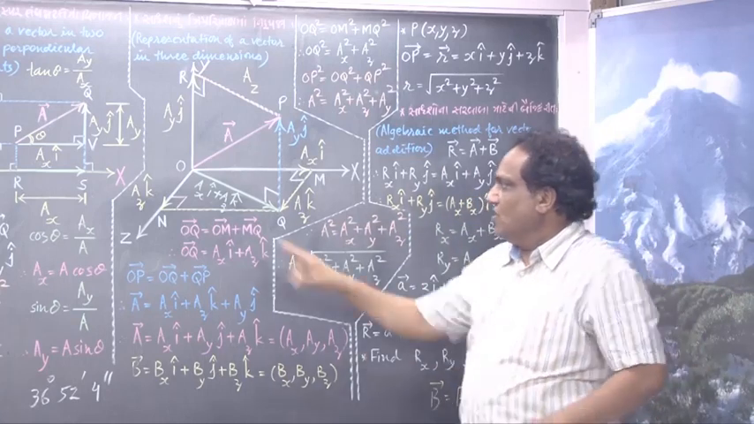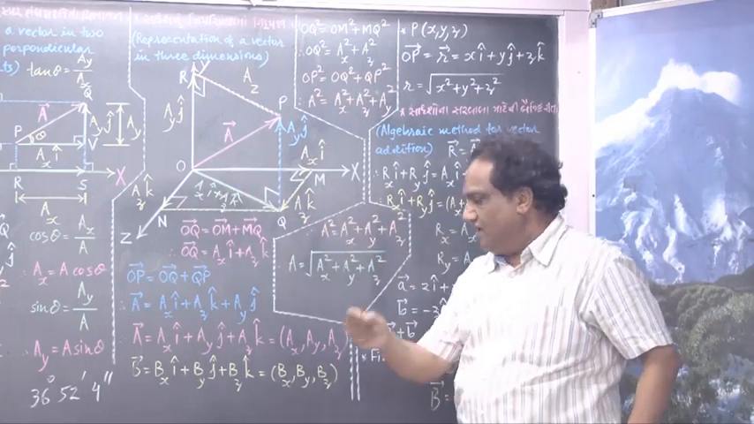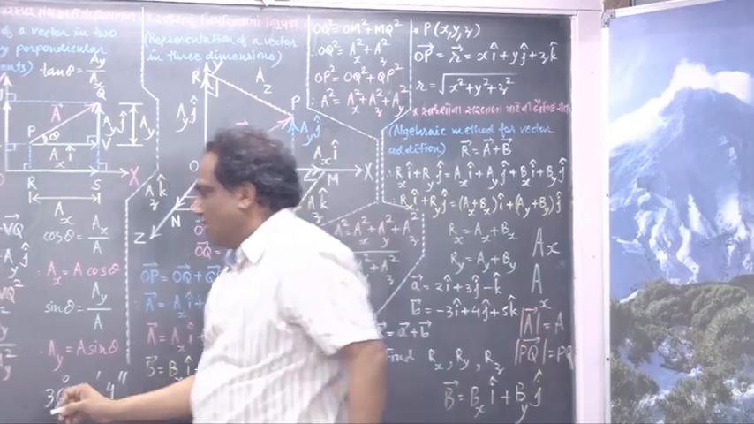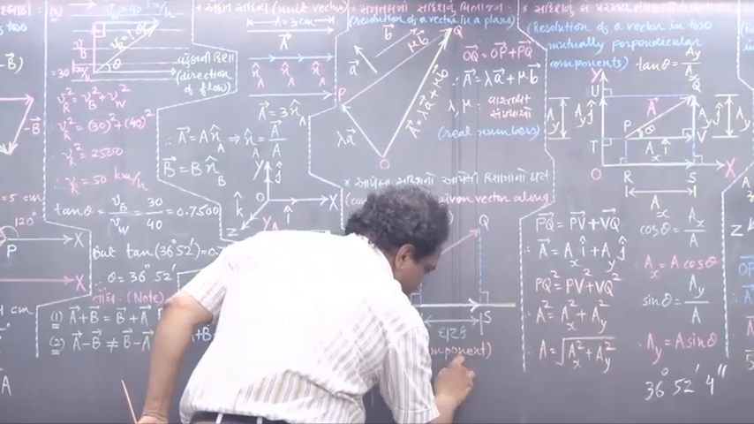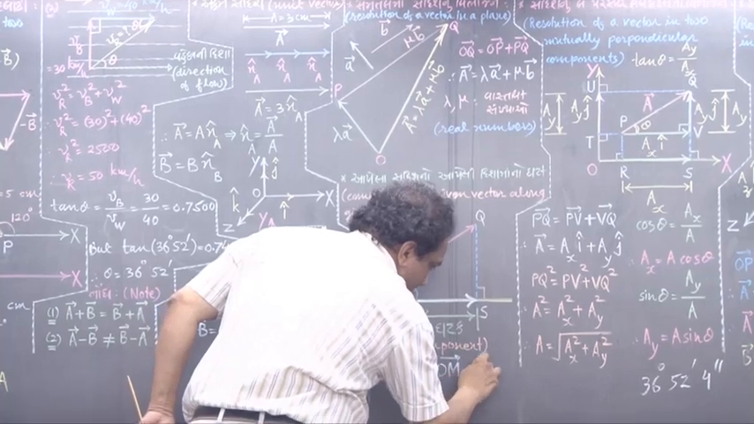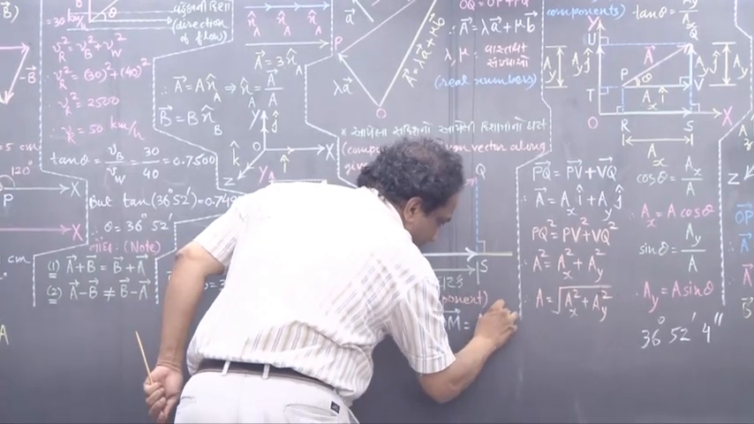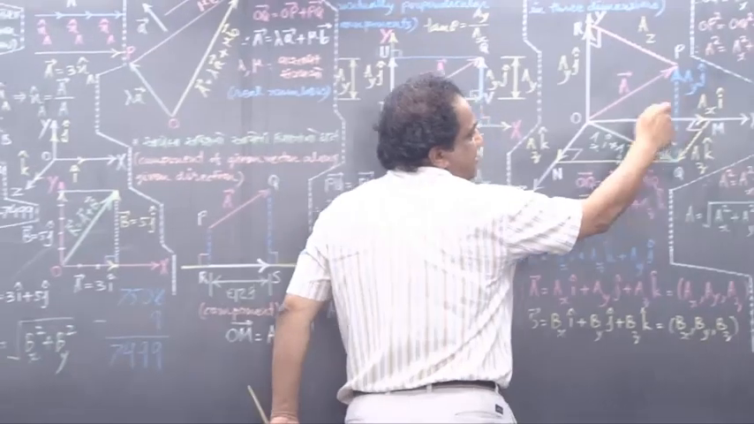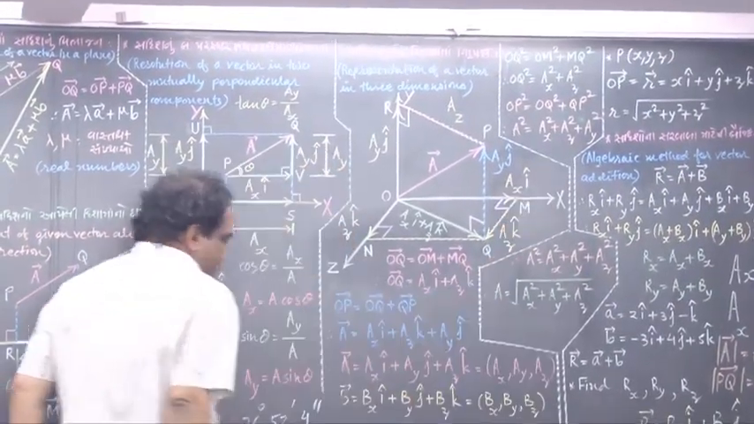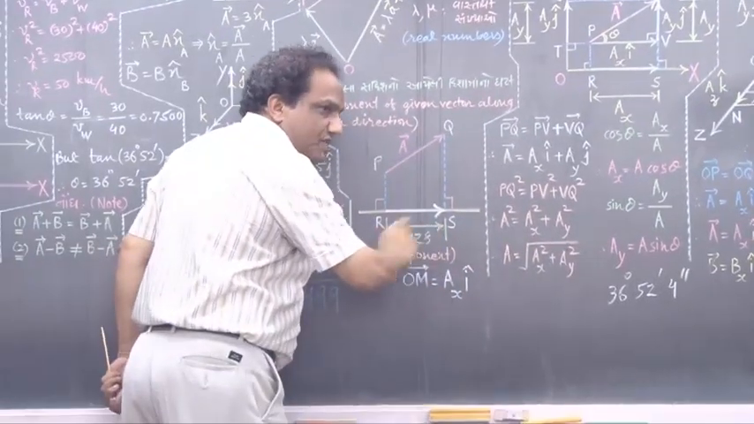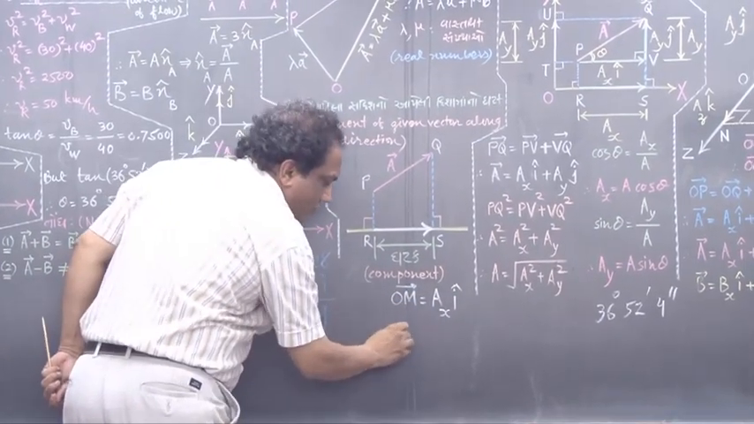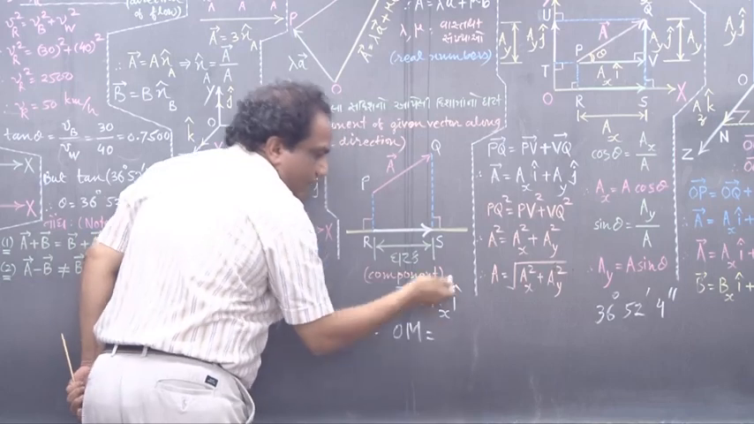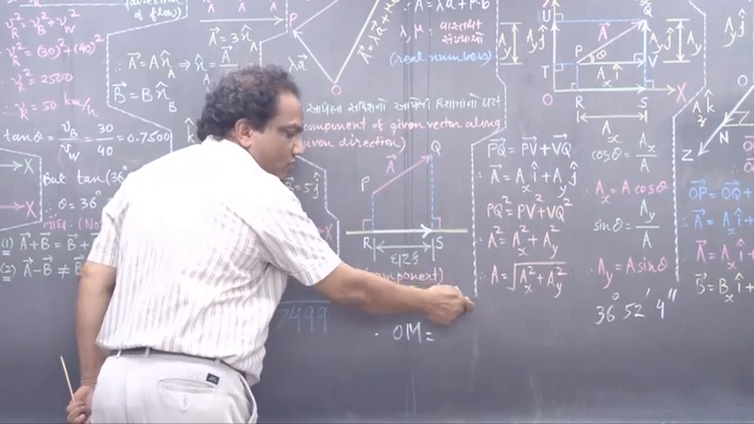Once again, what is vector OM? Tell me, vector OM is how much? AX i hat. Now take magnitude on both the sides. Magnitude of vector OM is what? Only OM. And when you take magnitude here, the magnitude of a unit vector is 1.